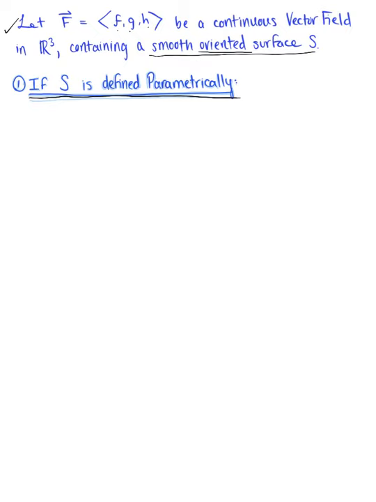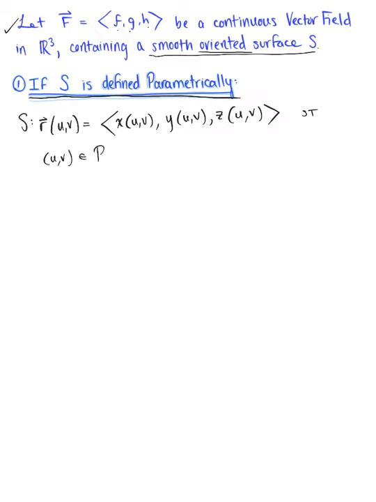Well, if our surface is defined parametrically, this means that we can redefine S as the vector-valued function R in terms of U and V, where we have the parametric description of X in terms of UV, the parametric description of Y in terms of UV, and the parametric description of Z in terms of UV. And this, of course, is such that the ordered pair UV is an element of that two-dimensional region R in the plane. So this is such that R is in R2, or in the plane. So then, we can define the vector surface integral over this parametrically defined surface as follows.